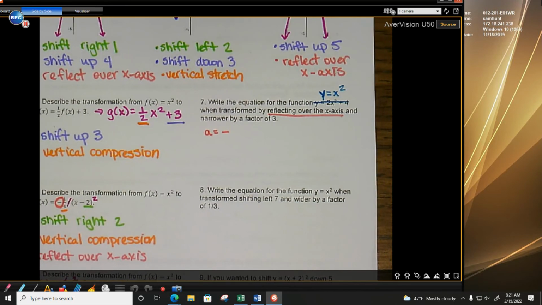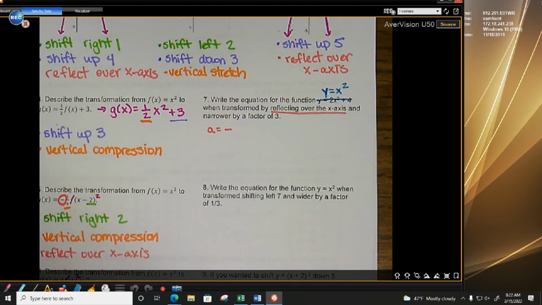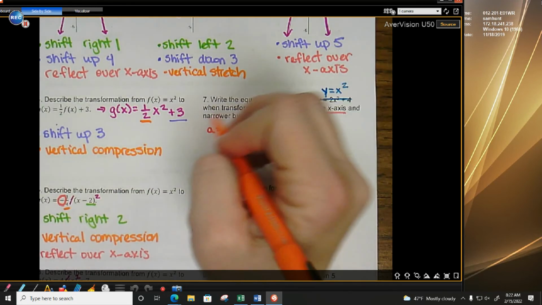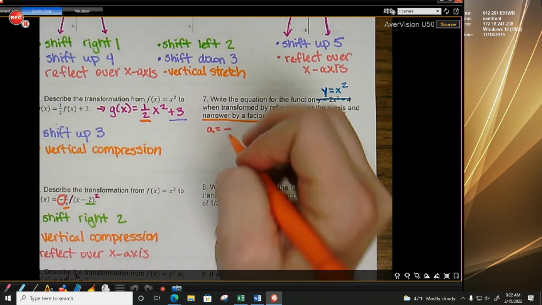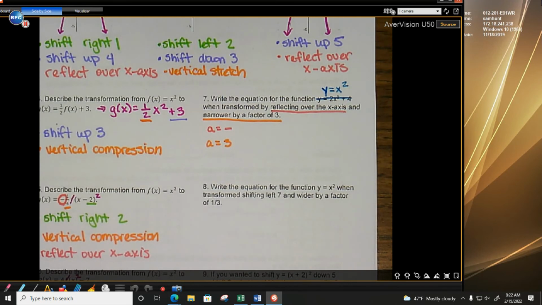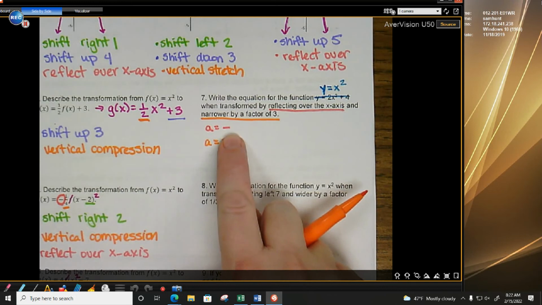The A. Okay, if A is bigger than 1, then you are vertically stretched, which means narrower, and if A is smaller than 1, then you're vertically compressed, which means wider. So when it says anything about the width, that's your A, so my A is going to be 3. But my A is going to be what kind of 3? A negative 3, because we have to reflect it and change the width. Are we okay? These are the two changes it says. We want to reflect it, so we're making the A negative. We want to change the width by a factor of 3, so A is 3.